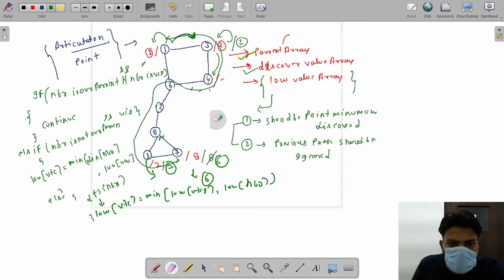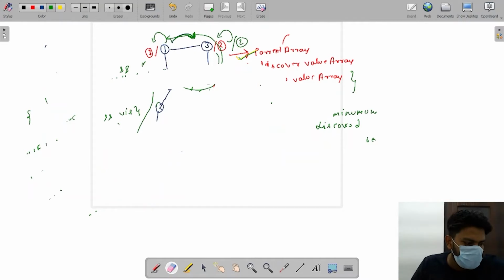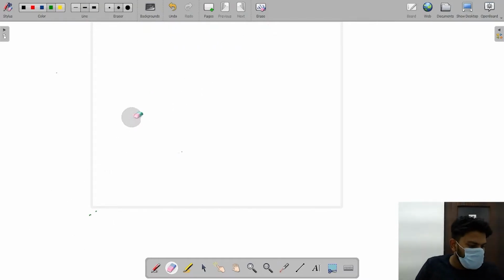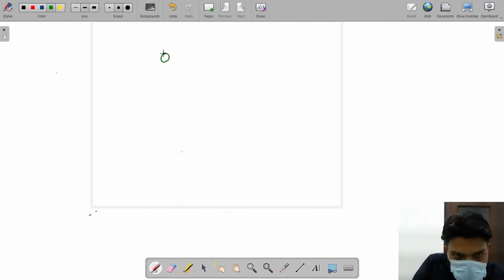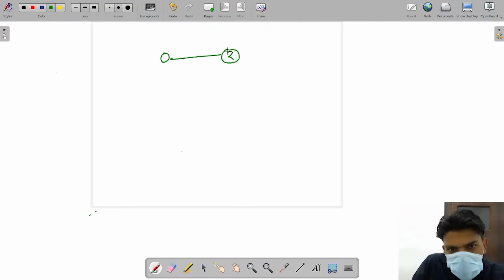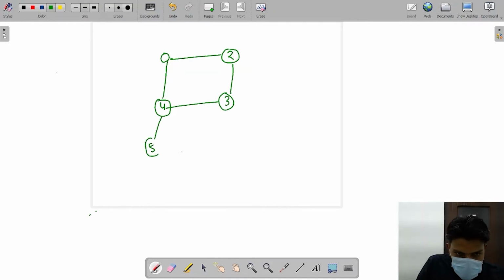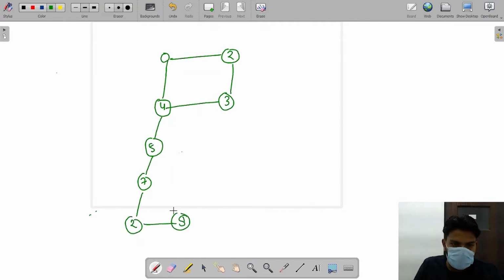I think we have to put it another way. Sorry, we want to create it again. Okay, so what we have to do? We have to take out and create like 0, 2, 3, 4, 0, 3, 4, and this is your 5, this is your 7, this is your 2, this is your 8, this is your connection.